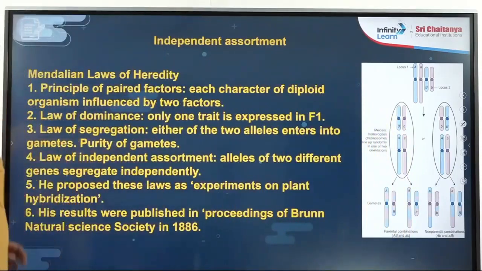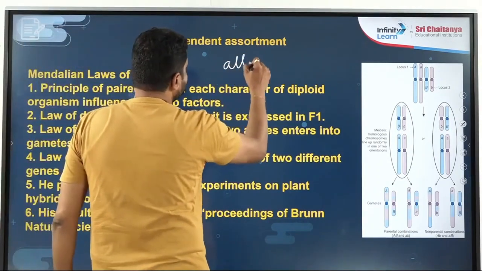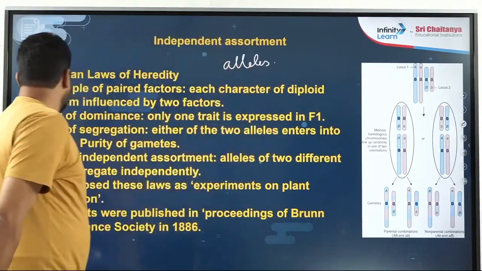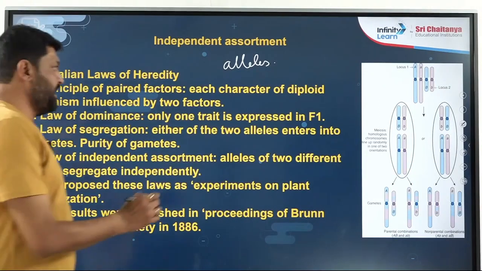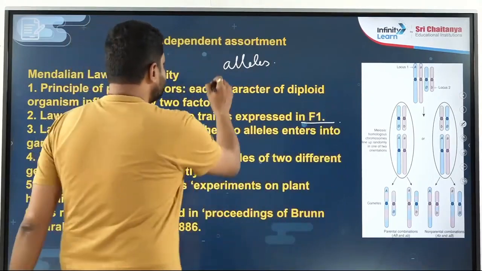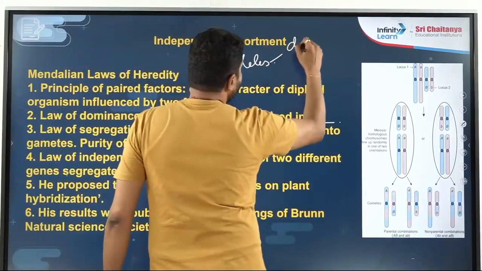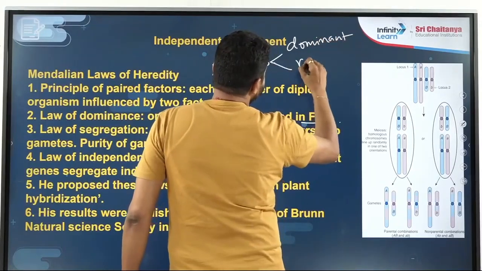Principles of heredity, Mendelian laws of heredity. Each character of a diploid organism is influenced by 2 factors. What do you call them? Alleles. Law of dominance. What do you mean by law of dominance? Only one trait is expressed in the F1. So out of the 2 alleles I told you, one is the dominant allele, one is the recessive allele.